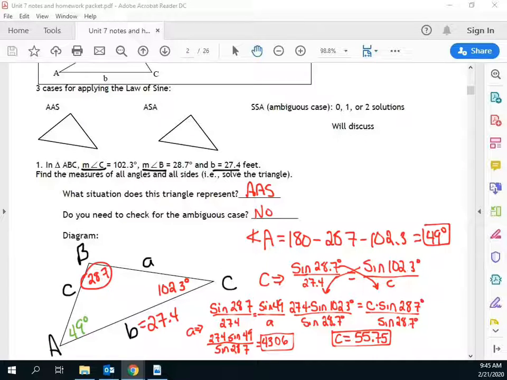And now we're done. We found angle A, we found side A, and we found side C. And the good thing is, this was not an ambiguous case. So, angle, side gives us just everything we need to know just for one triangle. That only works for one triangle. So let's now see what this looks like.